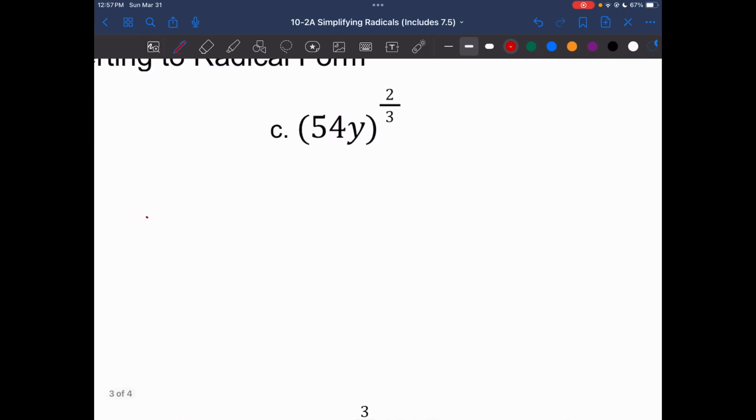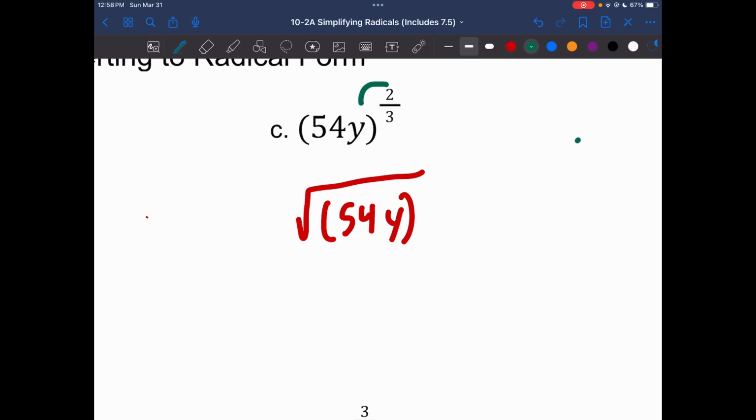Okay, letter C. Now we have parentheses, so that means everything in the parentheses is now our base. That is what's going underneath our radical symbol. And I'm going to include those parentheses when I write my radical. Why? Because this 2 has to distribute to everything. So we have an exponent of 2 inside the radical, and we are to the third power. So it's the third root, the index is 3, the third root of the quantity 54y squared.